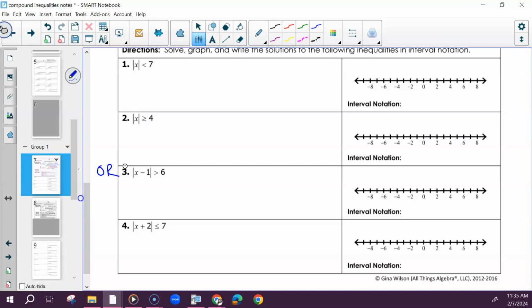Right? Isolate the absolute value. There's nothing outside, so check. Drop the absolute value and set up your two cases. One is going to be the same: x minus 1 is greater than 6. The other one, x minus 1 is less than negative 6. Change the direction of the sign, make it negative. Solve both.